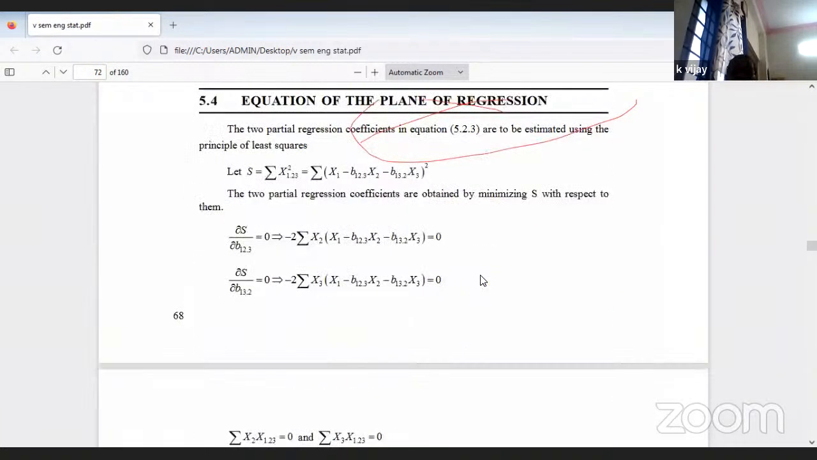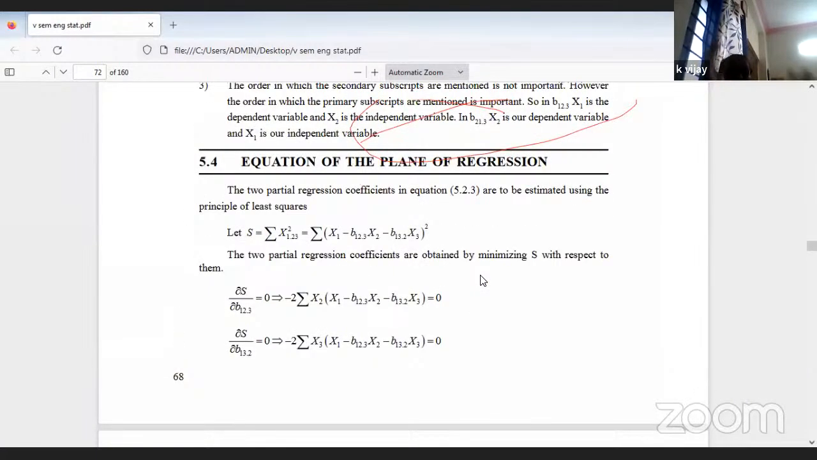So this is the equation of the plane of regression. The two partial regression coefficients are estimated using the method of least squares. What is the formula? S is equal to the summation of x1.23 whole square, that is x1 minus b12.3 x2 minus b13.2 x3 whole square. What does partial mean? So we take dou S by dou b12.3, minimizing with respect to it. So how did the minus 2 come?